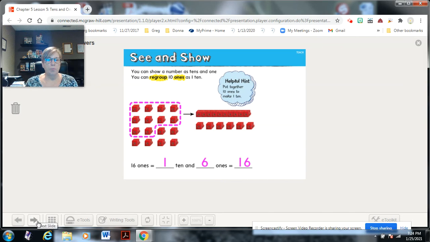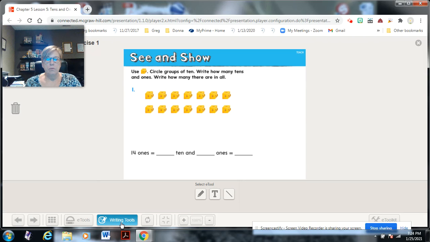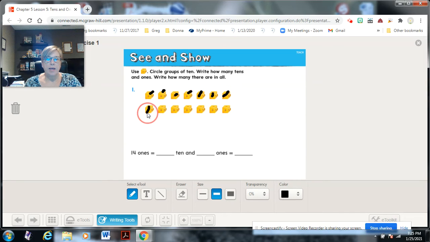All right, so we're going to do some practice. Circle groups of 10, write how many 10s and 1s, and then write how many there are in all. I'm going to say it again. Remember to make a mark before you circle. So 1, 2, 3, 4, 5, 6, 7, 8, 9, 10. See why you can't just say, oh, they're lined up. It's 10.